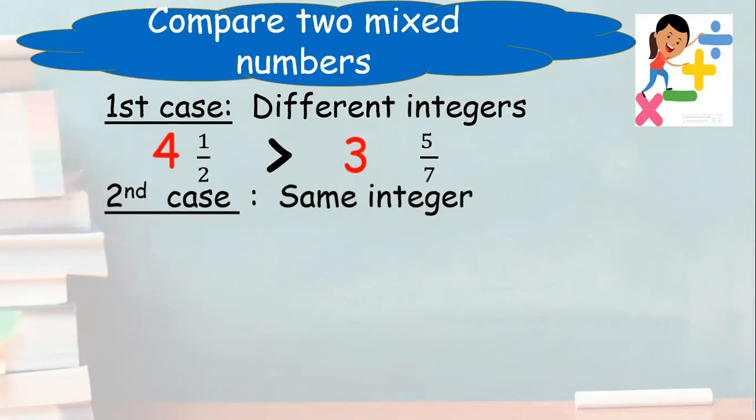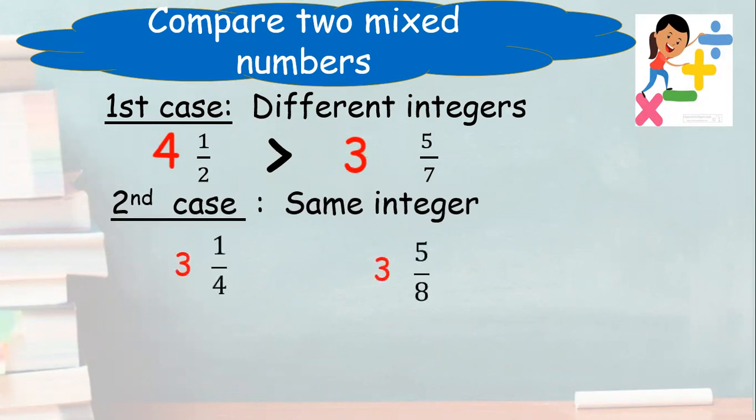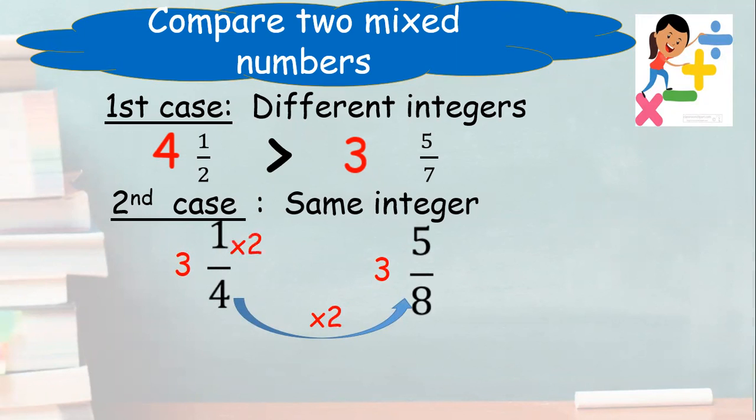The second case is when I have the same integers: 3 and 1 over 4, 3 and 5 over 8. Both have a 3 as an integer. So I should compare now the fractions, 1 over 4 and 5 over 8. In order to compare these two fractions, they should have the same denominator or a common denominator. I can multiply the 4 by 2, it will be 8, and we multiply the numerator also by 2, we will have 2 over 8 and here 5 over 8.